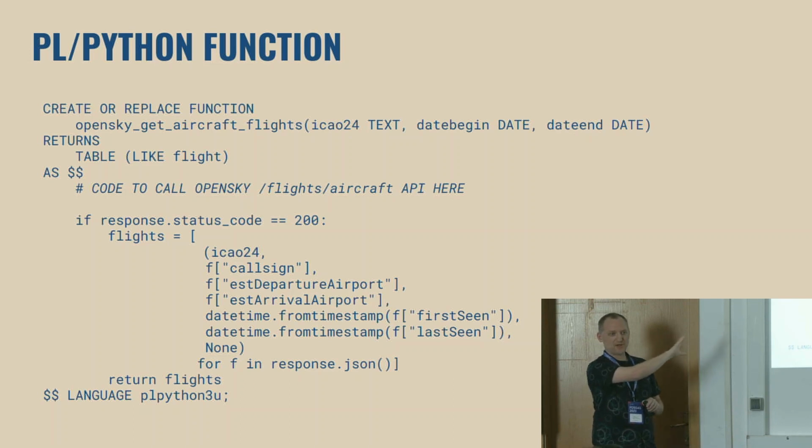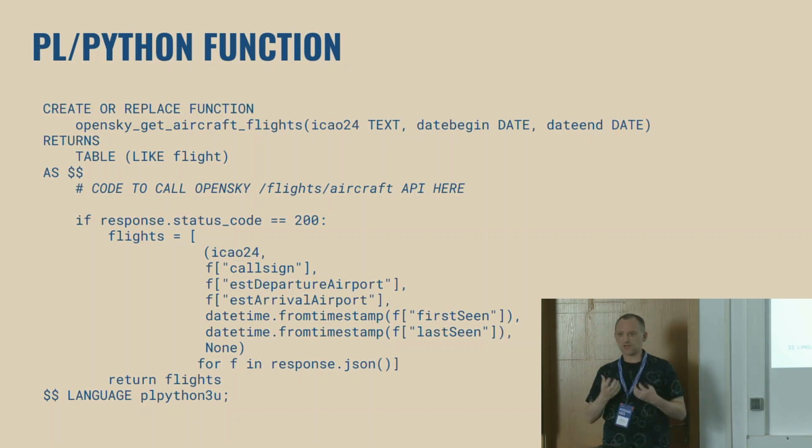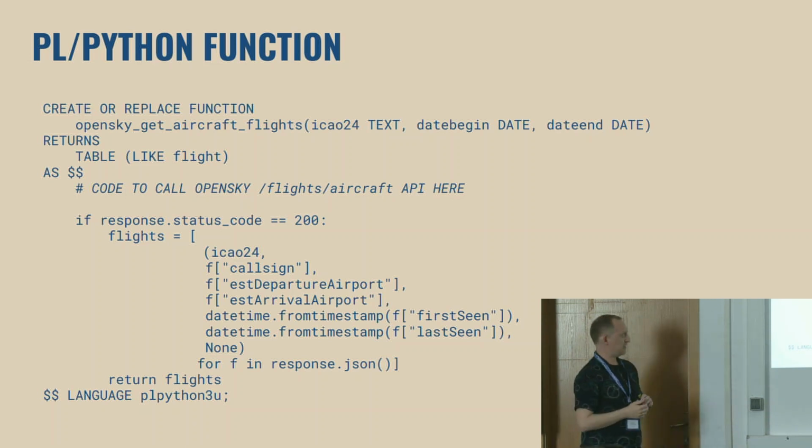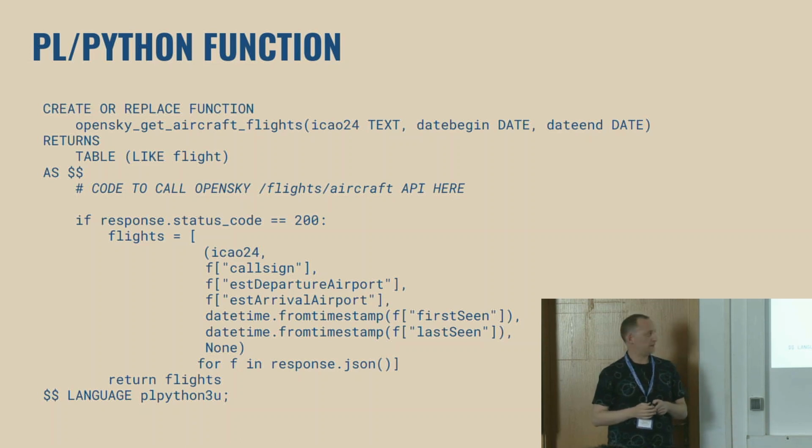There's not enough space to put it on the slide, but just pretend that we're calling the endpoint there, and we get some response back. And as long as it's a good response, we take that data and we return it in the same format as the flights table that we created earlier.